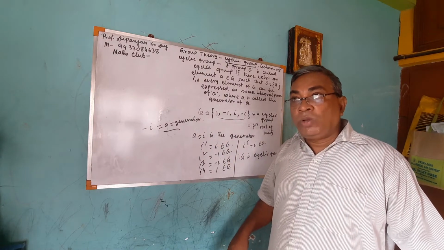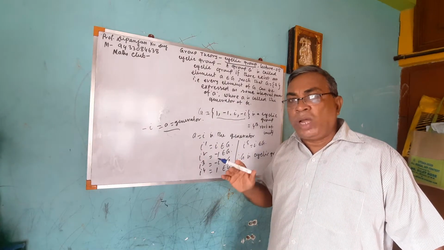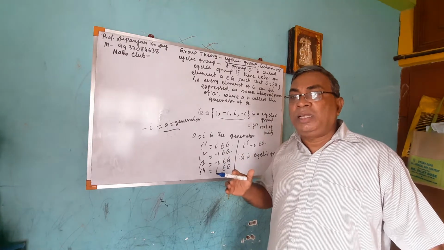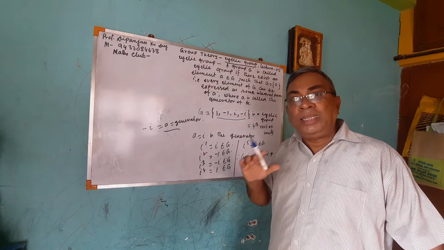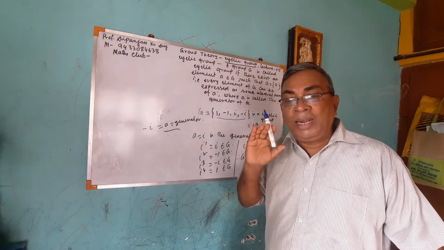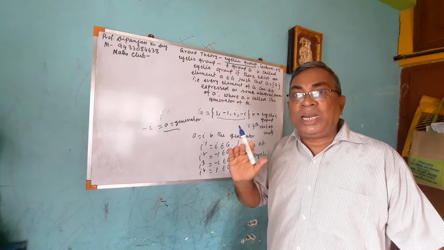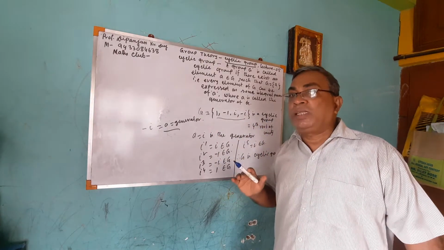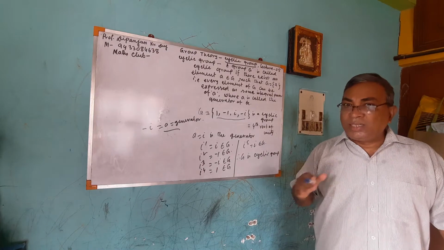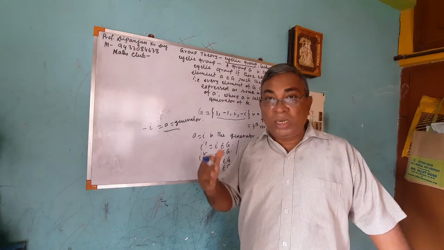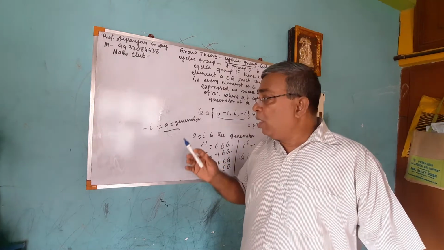So it is not necessary that two or three elements will be generators. If at least one element is the generator of the group, then we can say it is cyclic. It is not necessary that it should be two or three like this. Be careful, at least one.